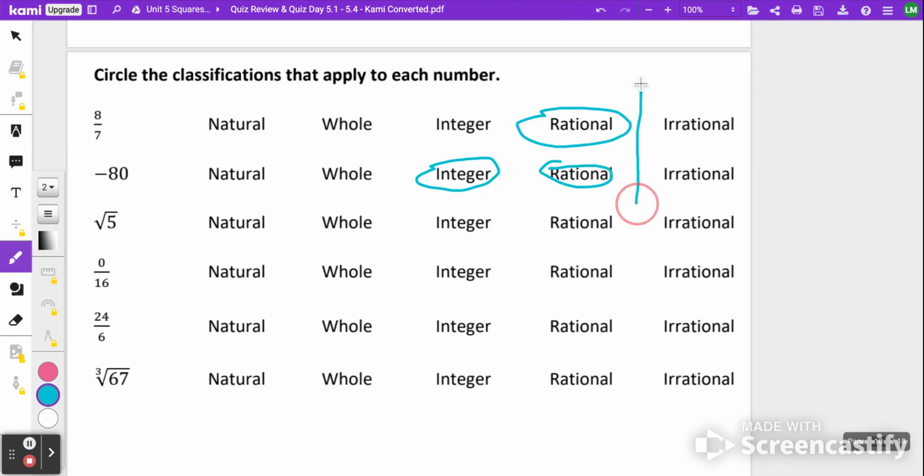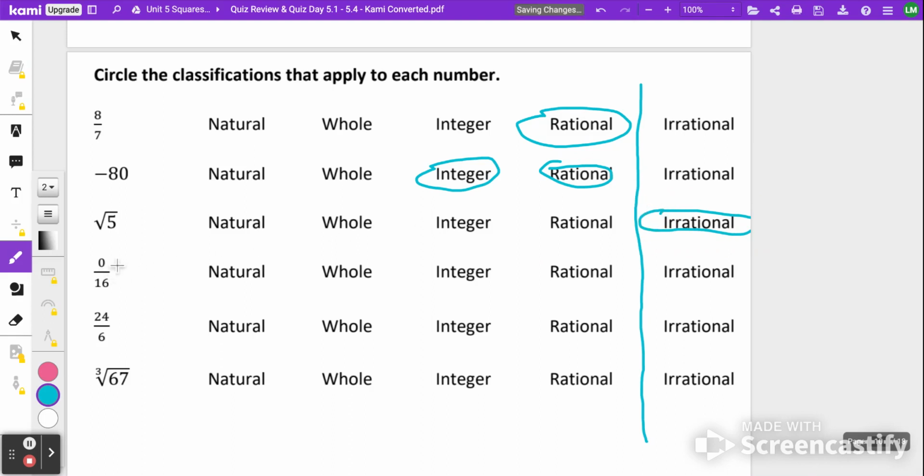Remember, one way you can do this is draw a line between rational and irrational, because we talked about if it's an integer, it's also rational, but some people get in the habit and they're like, oh, it's irrational too, and they keep circling everything. No, put the line there so you stop after rational. Square root of 5 is not a perfect square, so that one has to be irrational.